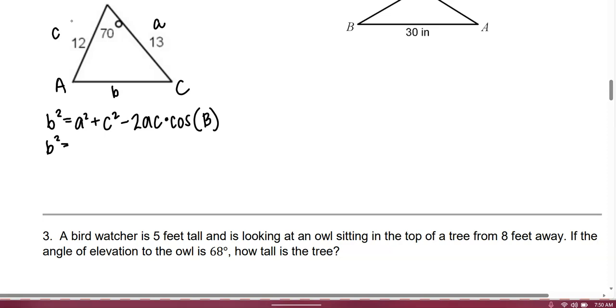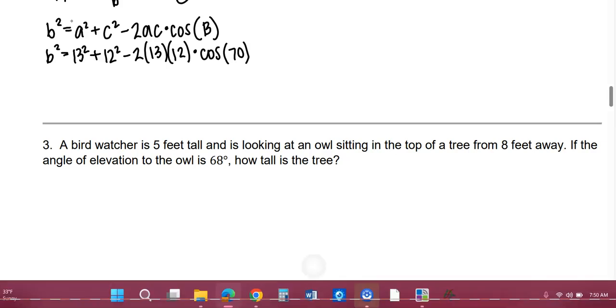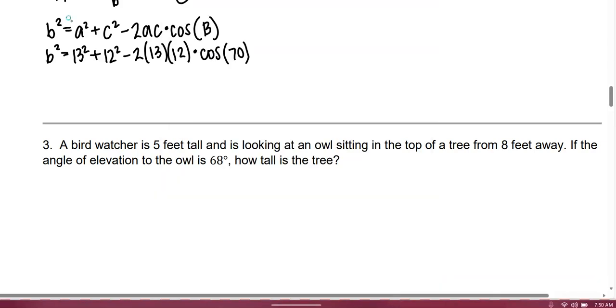We don't know b. That's the one we're trying to find, so b squared equals a is 13 squared plus c is 12 squared minus 2 times a is 13 times c is 12, and that's still being multiplied by cosine of what is angle B? 70. Notice after the equal sign, I know everything there. You should only have one unknown in your equation, and in this case, that would be little b. Sometimes you're going to have it looking a little weird, and we'll talk about that throughout the week, but you should only have one unknown in your equation when you're done plugging stuff in.